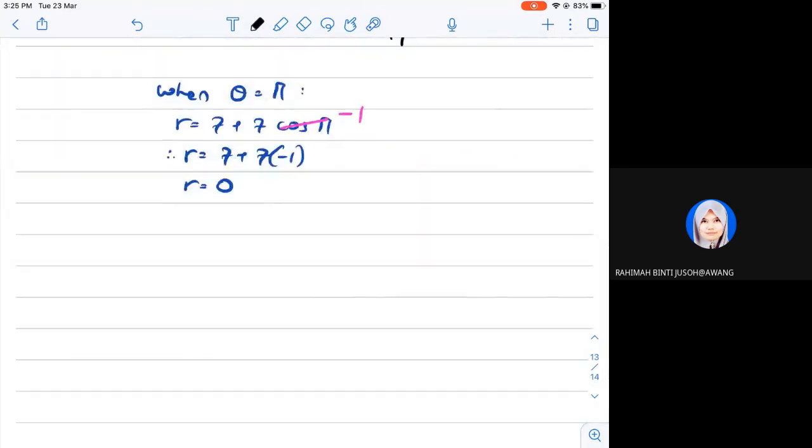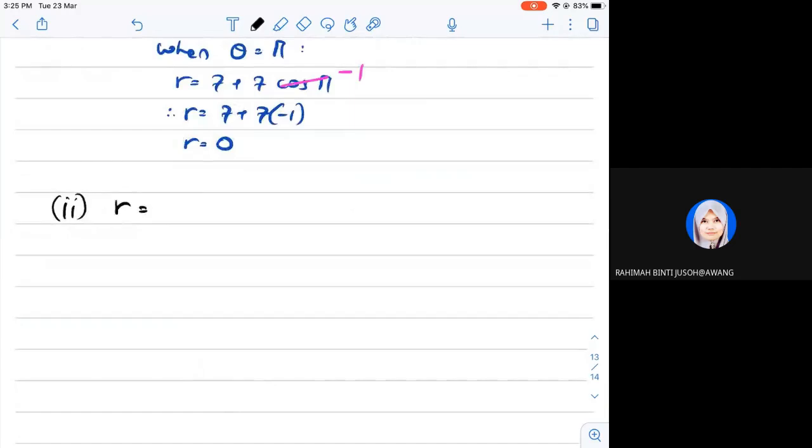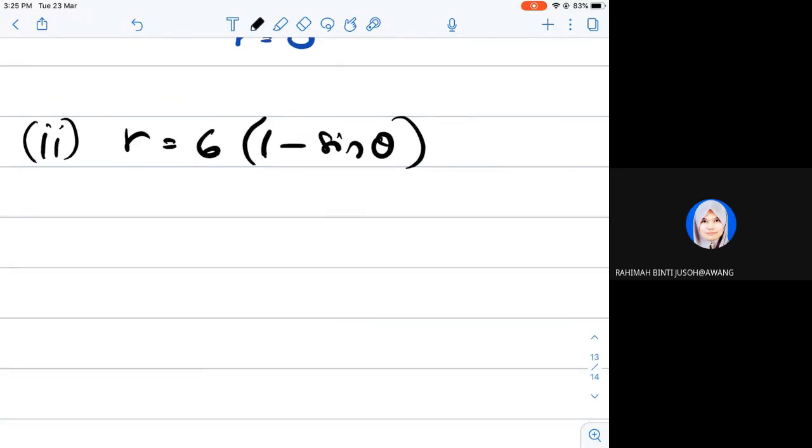Okay, question number 2. Guys, table ni tak perlu buat pun kalau you dah expert. Question number 2, we have R equals to 6 times 1 minus sin theta. Okay, kenapa saya buat bentuk macam ni? Sometimes dalam test kita nak kelirukan lah. To make it harder, kita buat bentuk macam ni. So don't panic, just tukar je. Ini samalah dengan 6 darab masuk dalam minus 6 sin theta. So you nampak je dia sama macam ni, confirm dia cardioid.